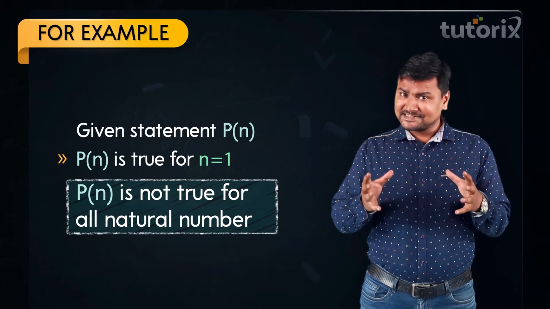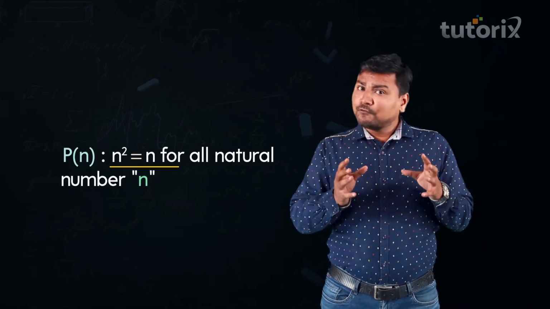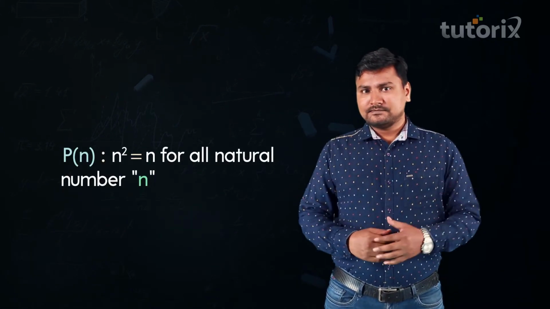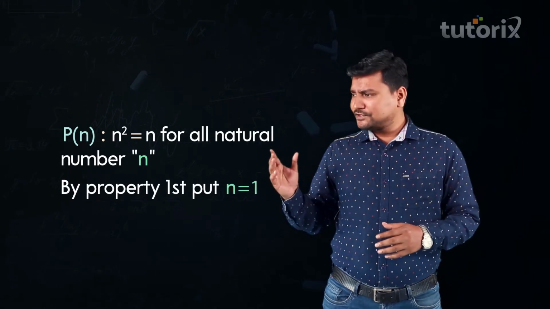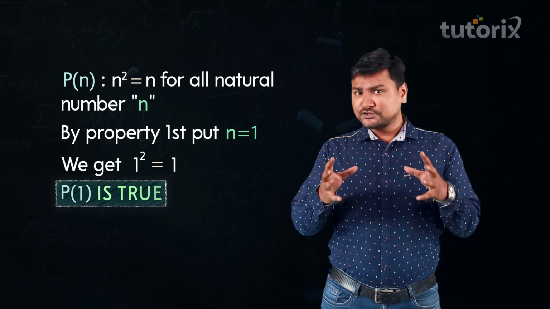So let's consider an example to understand this. Consider the statement Pn that says that n square is equal to n for all natural numbers n. Well, by the first property, put n is equal to 1. We will get 1 square is equal to 1. This implies P1 is true.